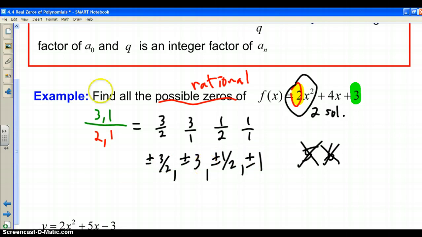So if it says, list the possible rational roots, all you do is, with P over Q, think through all the possibilities, and write them down.